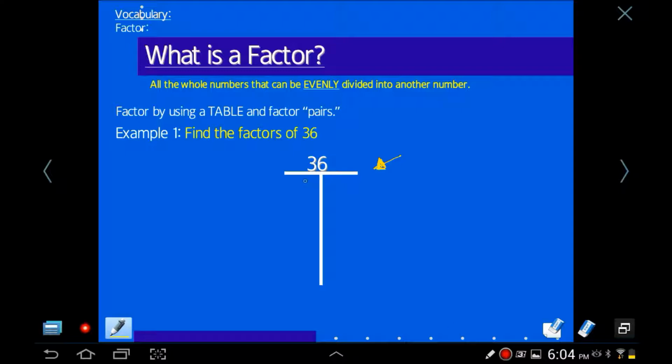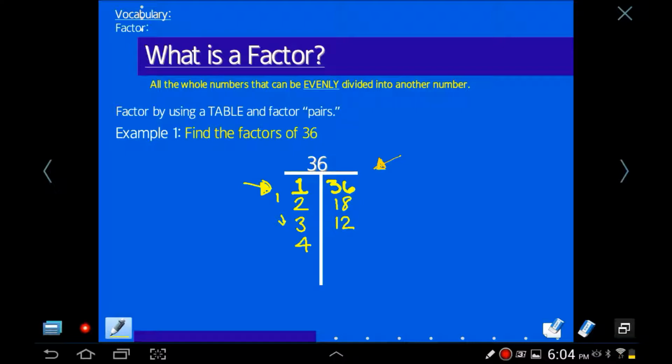And I always say start with 1. Okay, so 1 and 36. So that is a factor pair. 2 and 18. 3 and 12. So you'll notice on this side of my factor table, I started with 1 and I keep going up, 1 to 2 to 3, and I'm testing to see if it's a factor.